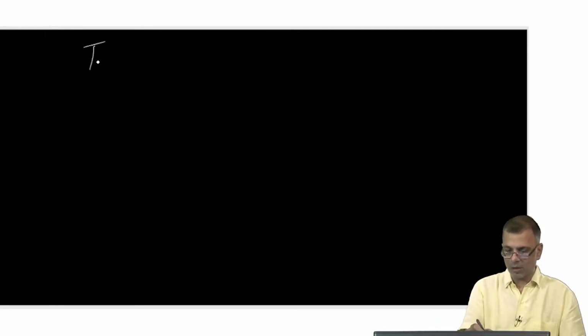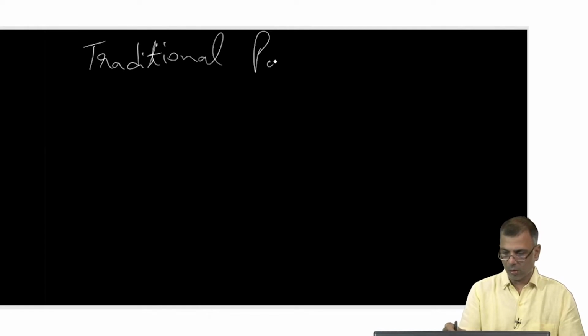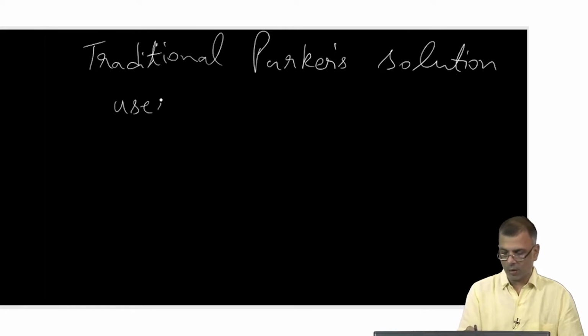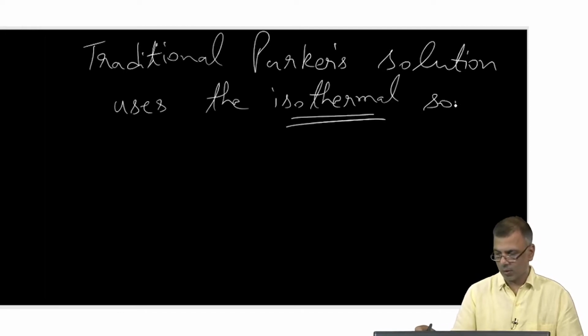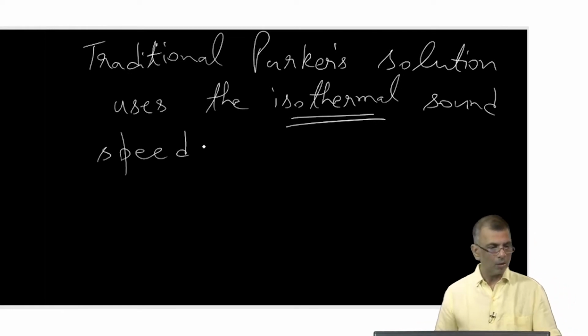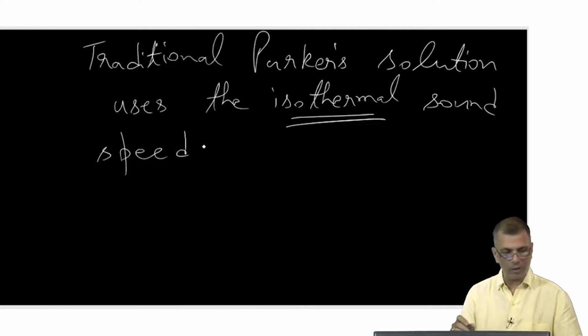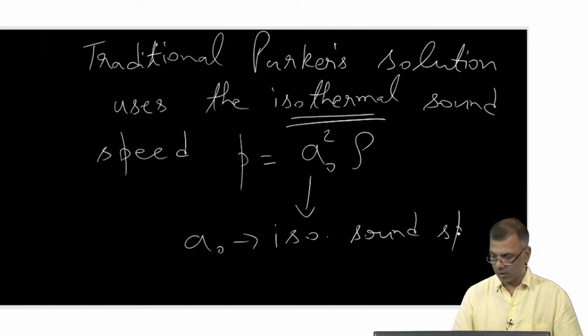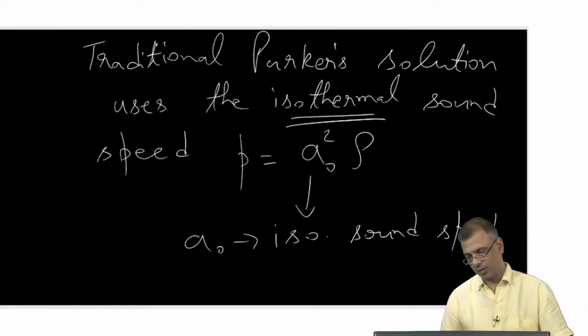Okay. Now remember, the traditional Parker's solution uses the isothermal sound speed, where P is related to rho using P equals A naught squared rho, where A naught is the isothermal sound speed. This is how we did our derivation.